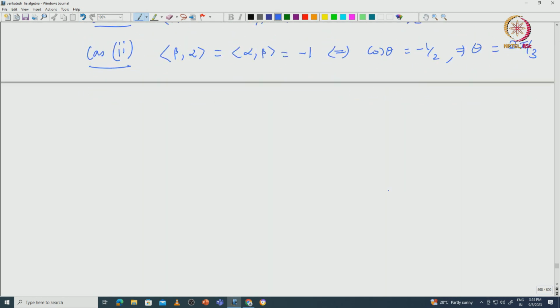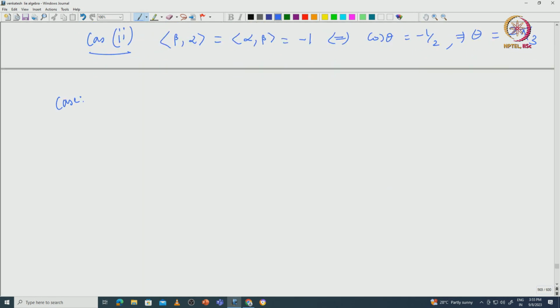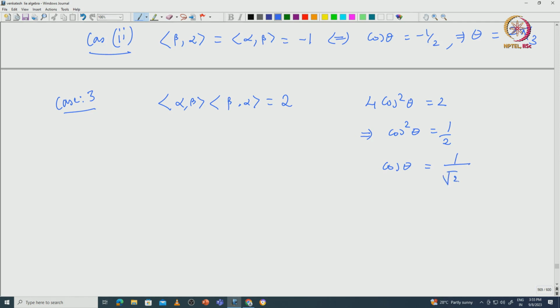So, what is the third case? The third case being the product of the Cartan numbers for alpha beta and beta alpha being 2. In this case what will we have? We will have 4 cos square theta equal to 2. So that will imply that cos square theta is actually 1 by 2. So that means cosine theta will be plus or minus 1 by root 2. Then you can see that cosine theta is 1 by root 2 if and only if the Cartan number for alpha beta is 1 and the one for beta alpha is 2.